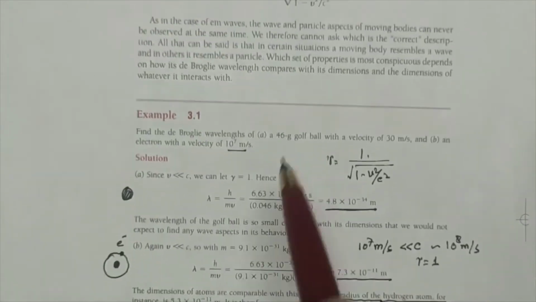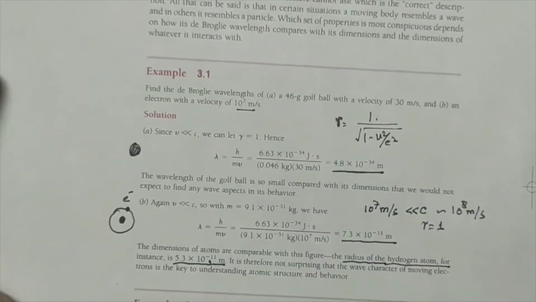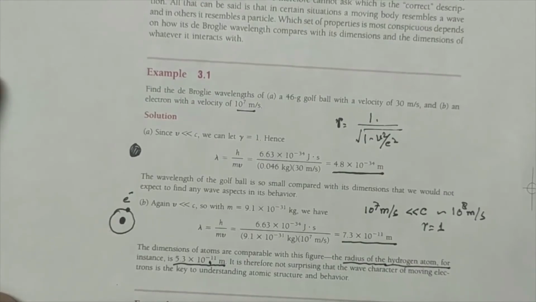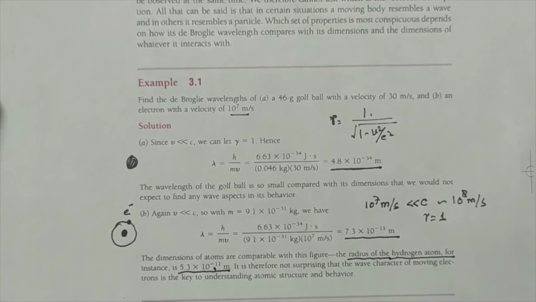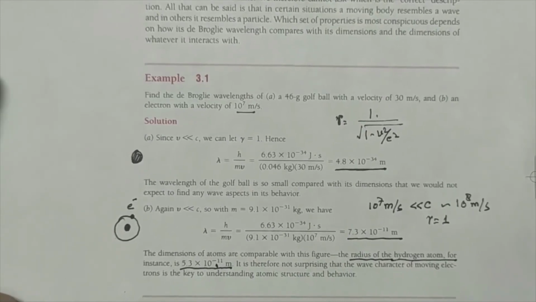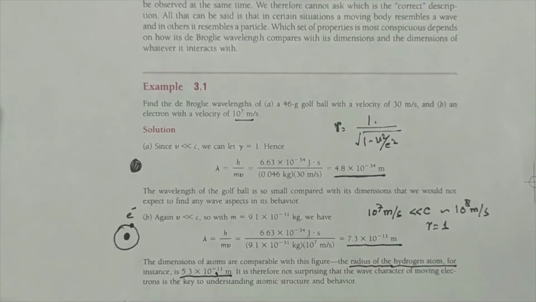This is what the de Broglie wavelength suggests, that every moving particle or matter can behave as a wave and as a particle, and it depends on the situation in which it is interacting, whether it is showing its particle nature or its wave nature.